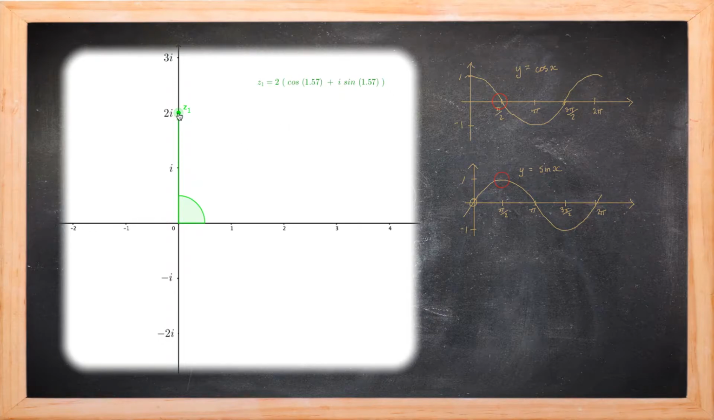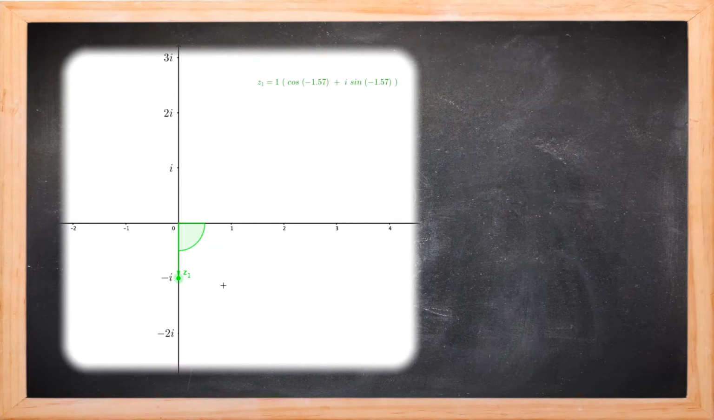So that ties up. If we do this to negative i, the modulus of negative i is 1. It's a distance 1 from the origin. The principal value of the argument is negative pi upon 2, approximately negative 1.57. So cosine of negative pi upon 2 is 0. Sine of negative pi upon 2 is -1. So we have 1 times, in brackets, i times -1. So that's 1 times negative i, which indeed is negative i.